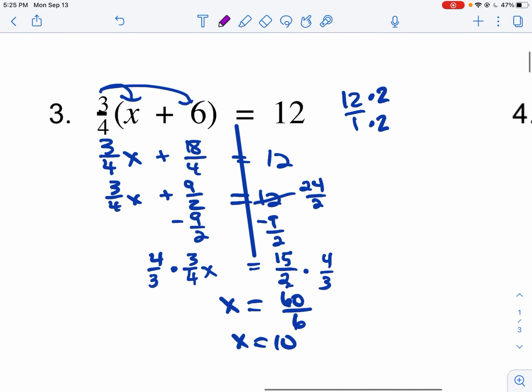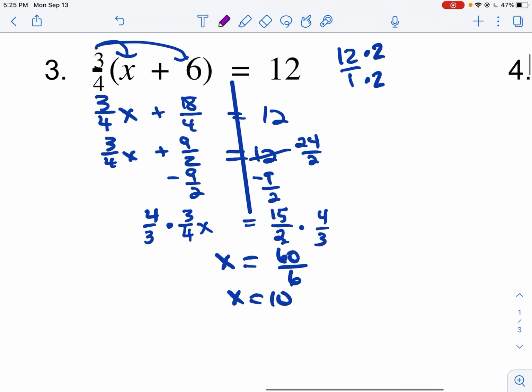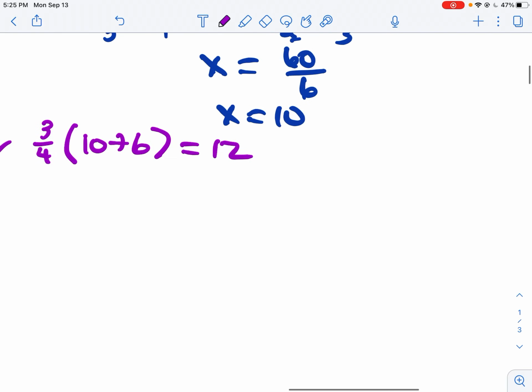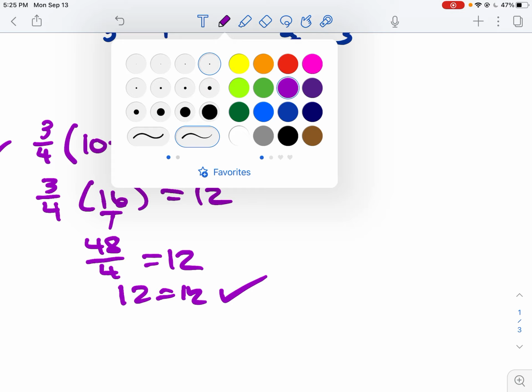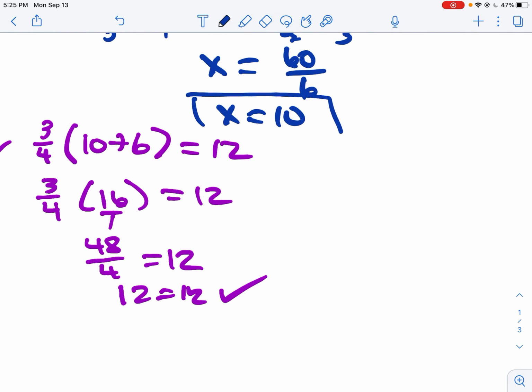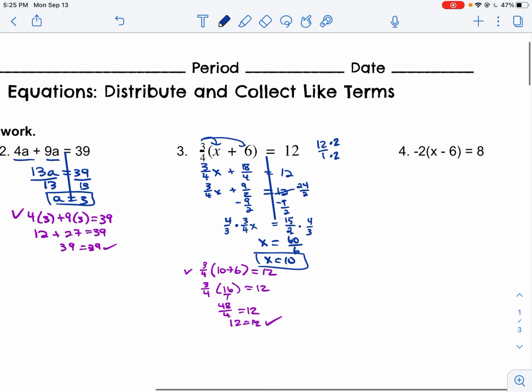So I'm going to check my work. I'm going to plug this in. I have 3 over 4 times 10 plus 6 equals 12. So 3 over 4 times 16 equals 12. 16 over 1. So this would get me 48 over 4. So 12 does equal 12. So yes, I have the correct answer.